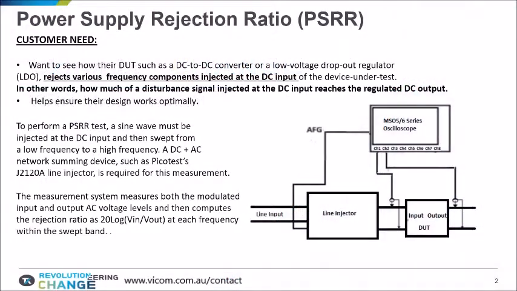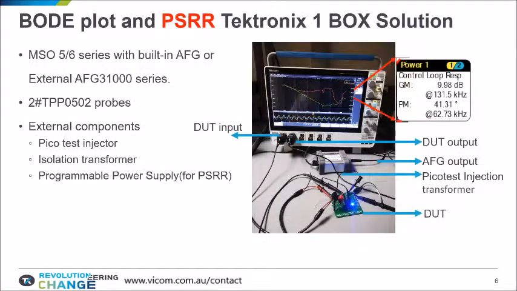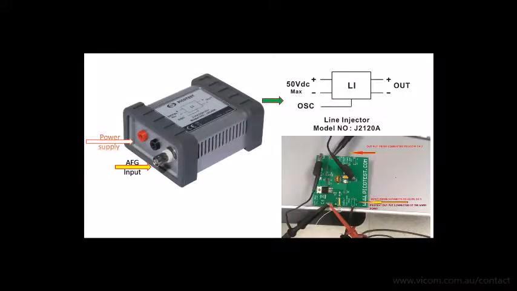Today we are going to talk about power supply rejection ratio, an important parameter for qualifying how good the DC-DC converter is. Basically, power supply rejection ratio looks at how well the DC-DC converter rejects the AC ripple going out. Theoretically it should be zero, but practically we all know there will be a small amount of AC ripple going out. Here we have used an MSO 5 or 6 series with built-in AFG or an external AFG.